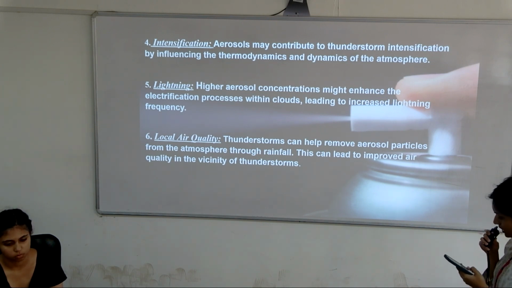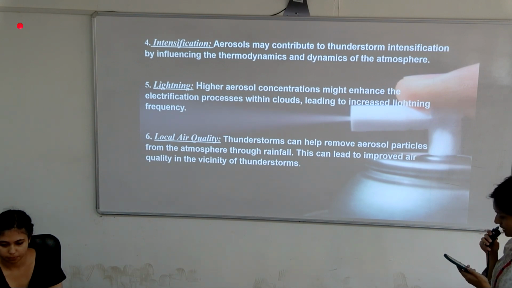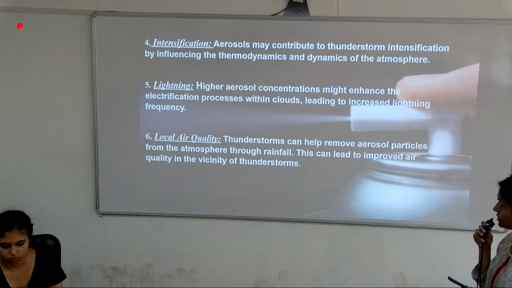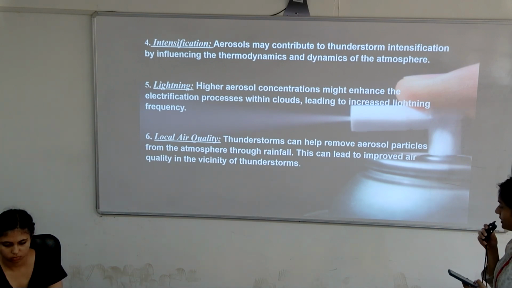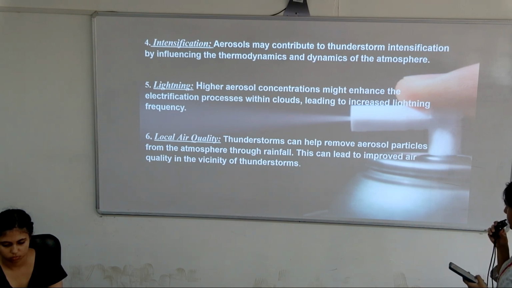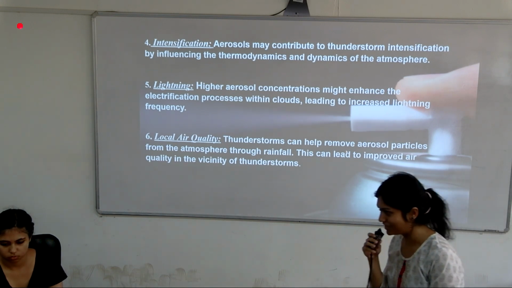Next is lightning. Research suggests that aerosol concentration can influence lightning activity within thunderstorms. Higher aerosol concentrations might enhance the electrification processes within clouds, leading to increased lightning frequency. Then we have local air quality. Thunderstorms can help remove aerosol particles from the atmosphere through rainfall. This can lead to improved air quality in the vicinity of thunderstorms. Now I hand over to Nadia for further explanations.